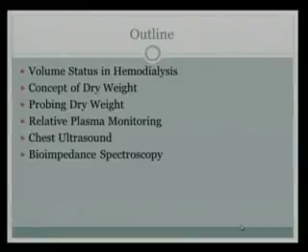So this is an outline of the talk. I'm going to start by talking about volume status in hemodialysis and how it's approached currently. Next, I'm going to discuss the concept of dry weight, or what we use as a target weight in the dialysis unit, and how we come up with that. And then I'm going to talk about strategies for trying to improve our dry weight in patients on hemodialysis by probing dry weight, a method called relative plasma monitoring, using chest ultrasound, and then finally the area of research that I've spent most time with, bioimpedance spectroscopy.